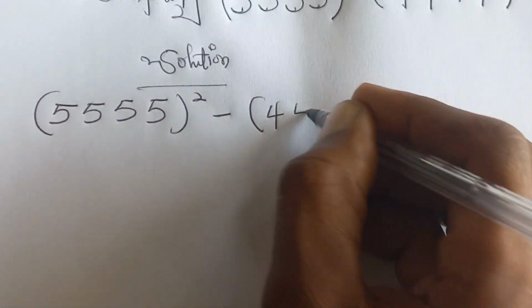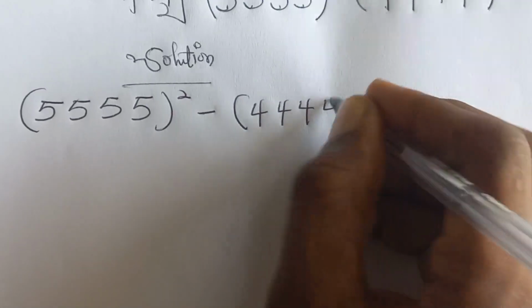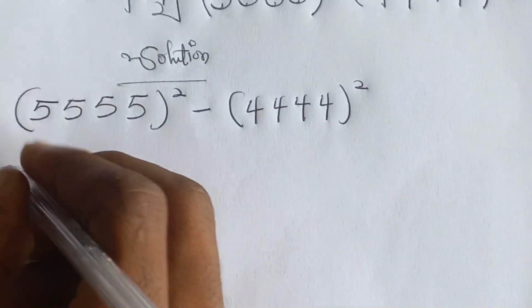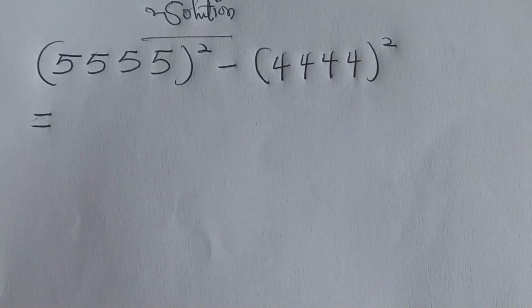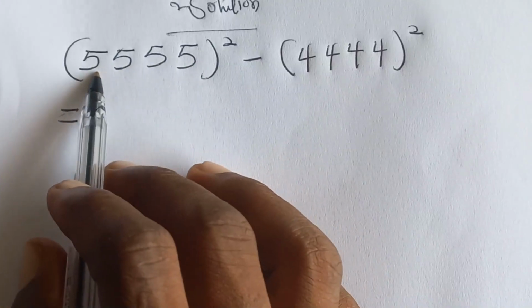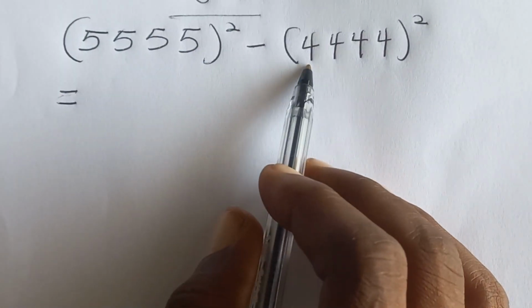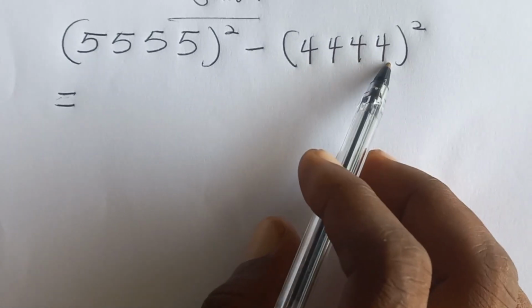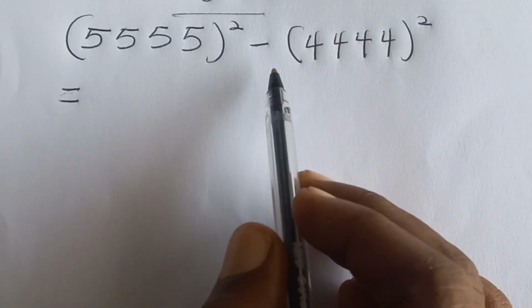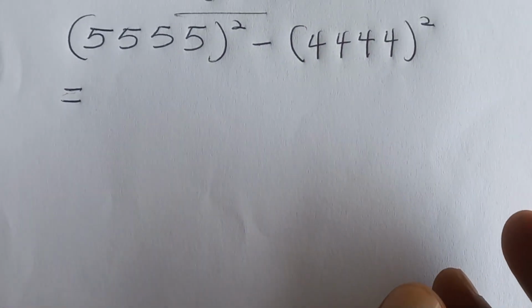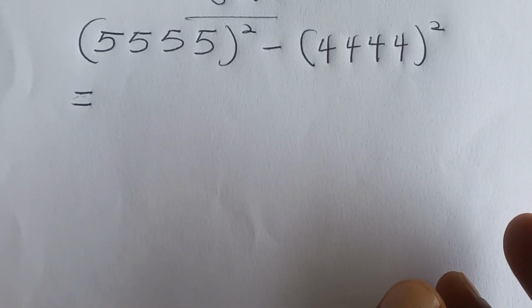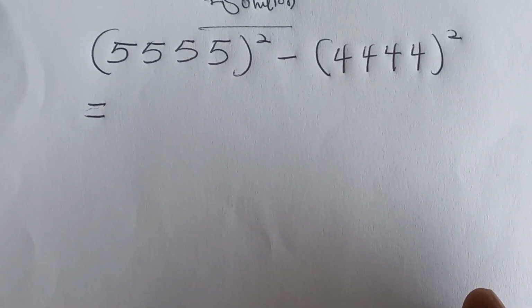Now let's start our question today. We have this expression: 5,555 squared minus 4,444 squared. We are to simplify this without using a calculator. So let's start to solve this together.